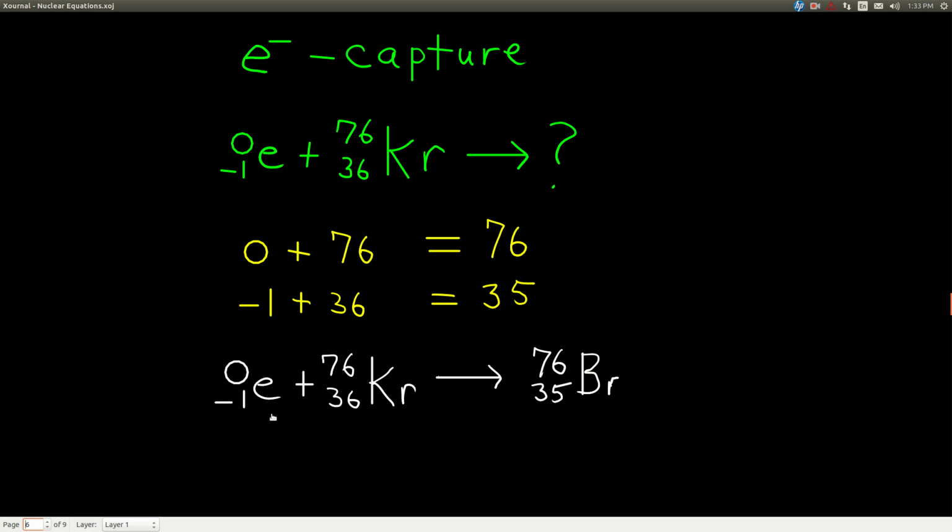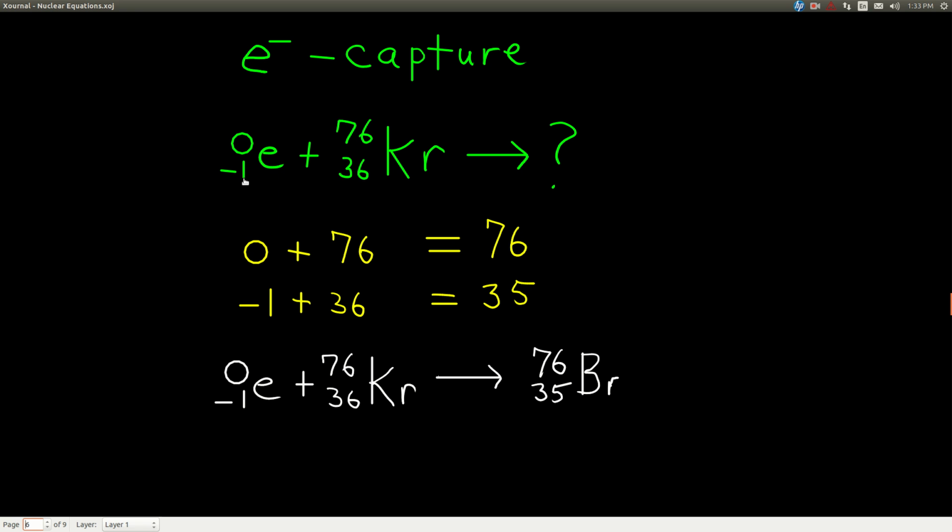Electron capture. So remember, when an electron combines with a proton, it makes a neutron. It changes what element is present. And so it ends up that krypton-76 can capture an electron. And when it does, we want to figure out what it makes. Well, we just add up the top numbers on the left. 0 plus 76 is 76. So we know the mass number of the product here has to be 76 also.